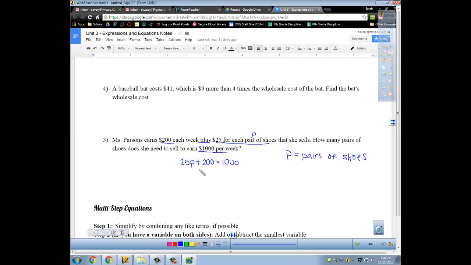And then I'm going to get rid of the friends, so subtract 200 from both sides to get 25P equals 800. Then divide both sides by 25 to get P equals 800 divided by 25 is 32. So again, P stood for pairs of shoes, so it's 32 pairs of shoes.